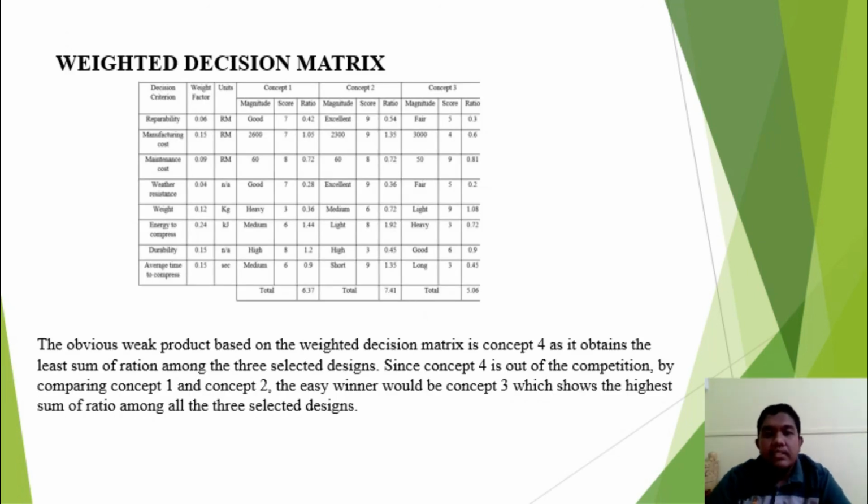This is a weighted decision matrix. The obviously weak product based on the weighted decision matrix is concept 4, as it obtains the least sum of ratio among the three selected designs. Since concept 4 is out of the competition by comparing concept 1 and concept 2, the easy winner would be concept 3, which shows the highest sum of ratio among all three selected designs.